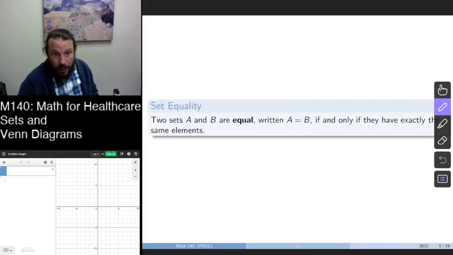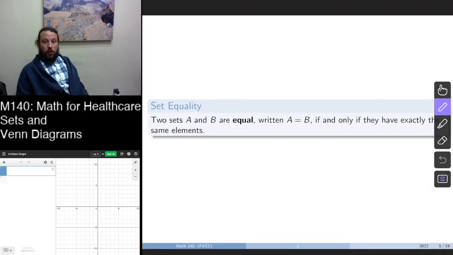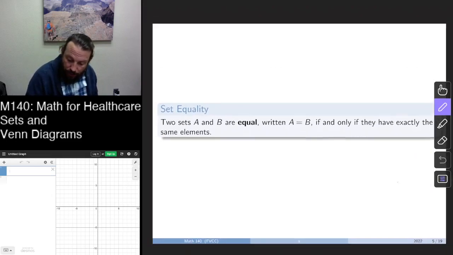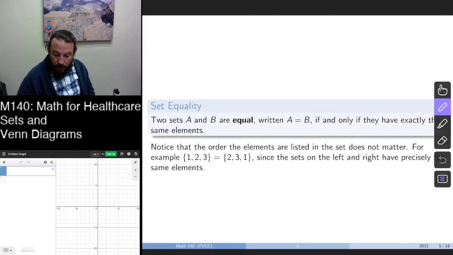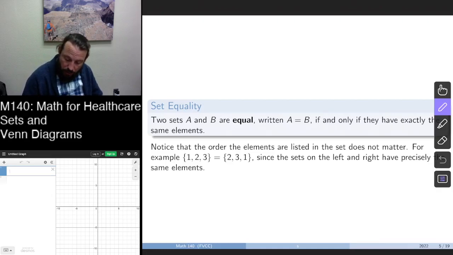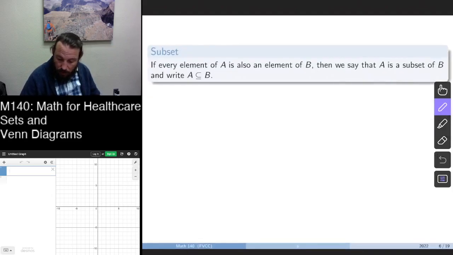Now, two sets are equal if and only if they have exactly the same elements. Exactly the same elements, okay? Doesn't matter the order, but exactly the same elements. And that's what we're saying here. Notice the order doesn't matter. The set containing 1, 2, 3 equals the set containing 2, 3, 1. They have precisely the same elements, so they are equal.